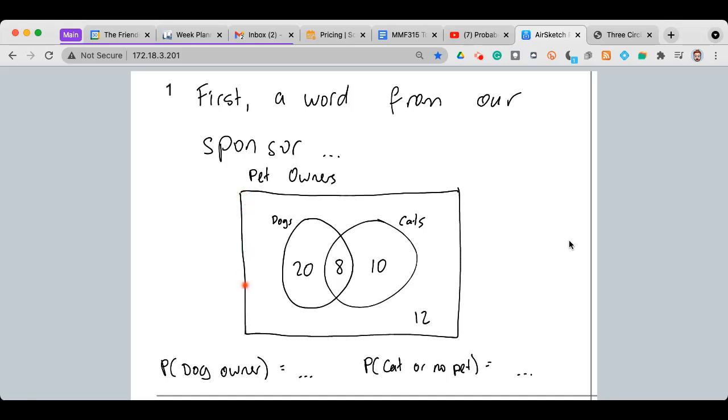Number one, Venn diagrams are always drawn in a box. So without a box, it's not a proper Venn diagram. Okay? And the reason why we have a box is as follows. Each of these circles here represents the event or the collection. This is a sample space, in this case, of dog owners or cat owners. And we need to have a space for neither.